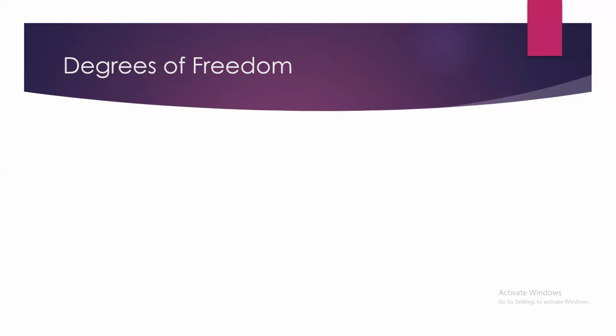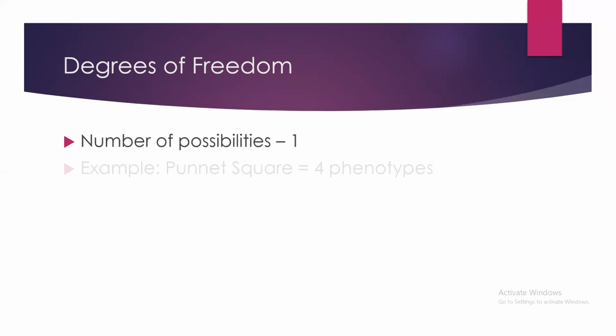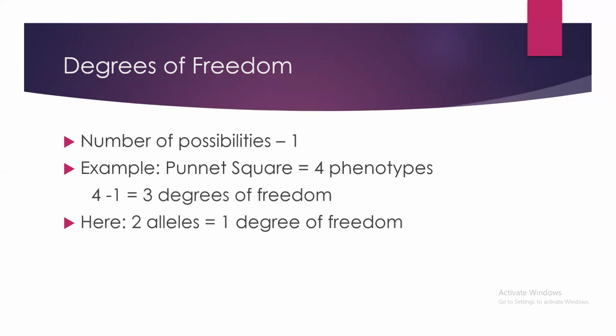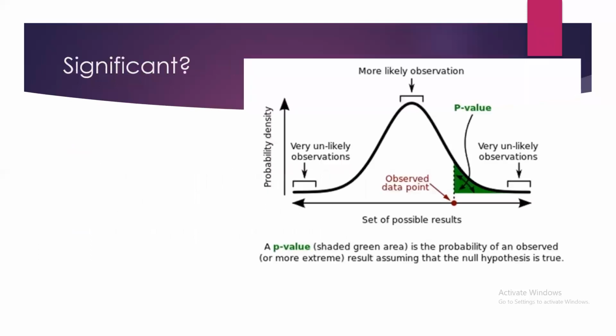To do this, we now need to figure out our degrees of freedom. This is the number of possibilities minus 1. So if you were doing a Punnett square where you had 4 phenotypes, you would have 4 minus 1 to give you 3 degrees of freedom. Here there are 2 alleles, so there's only 1 degree of freedom, 2 minus 1.